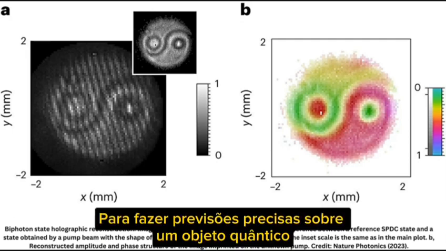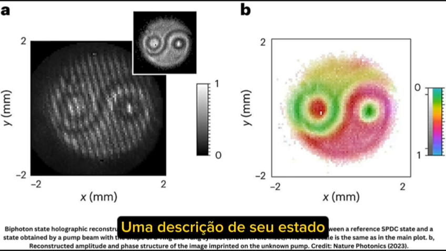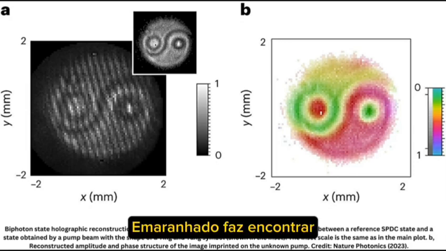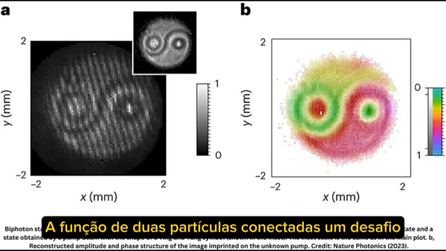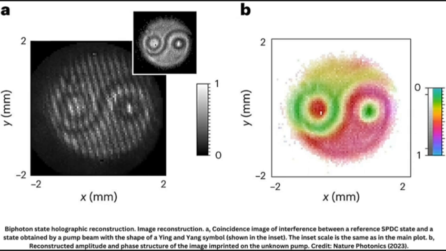To make accurate predictions about a quantum object, physicists need to find its wave function, a description of its state existing in a superposition of all the possible physical values a photon can take. Entanglement makes finding the wave function of two connected particles a challenge, as any measurement of one also causes an instantaneous change in the other.